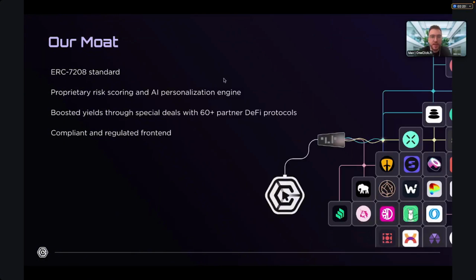We also have a proprietary risk scoring and personalization engine, and our focus is risk first. We not only show you the upside, but also show you what can go wrong and where, and whether you want to take that risk anyway. Boosted yields: we have more than 60 protocols signed for some sort of incentive-boosted yield for our users, and we are also developing a completely compliant and regulated front end that you can access in a very safe way.